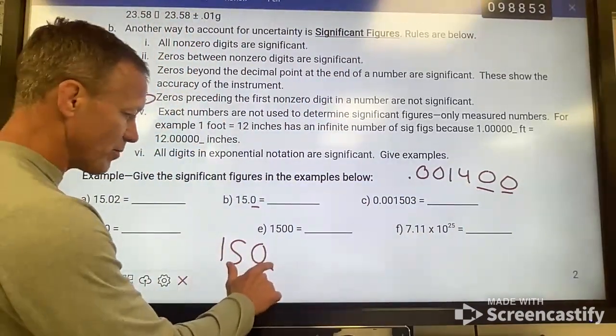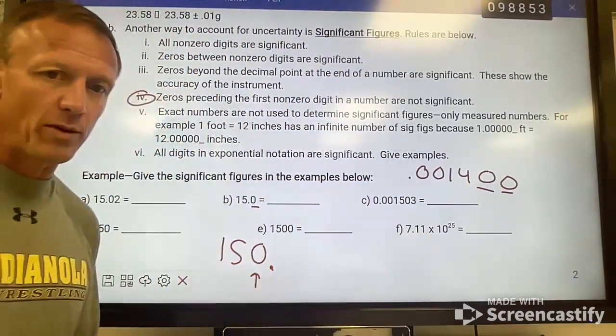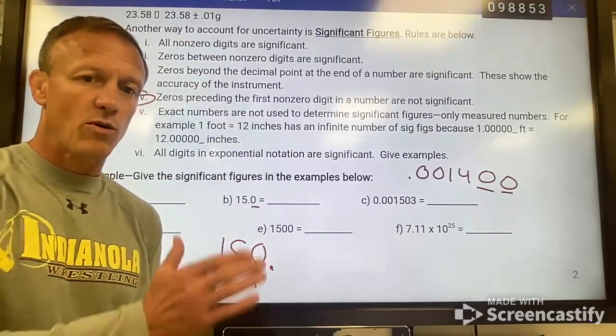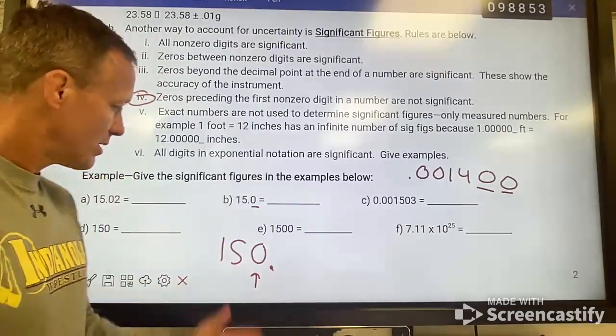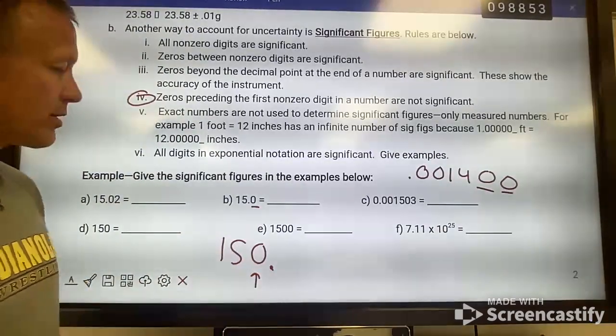This one, by this zero being here, is telling you they're measuring to the nearest whole number. It's exactly 150. Okay, it's not 149. It's not 151. It's right there. That instrument measures to there.